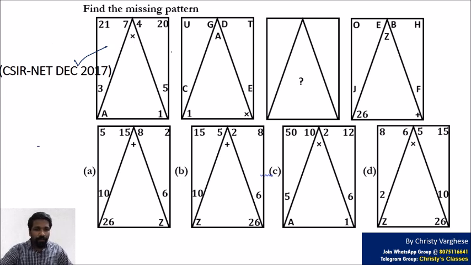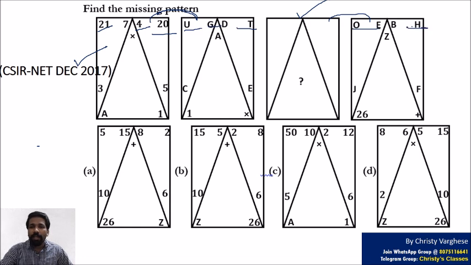So the question is to find the missing term. Missing term means missing pattern, sorry. The third figure is a missing pattern. That means the first and second can be combined as a pair. The third and fourth can be combined as a pair. Why am I doing so? Because look at this. Here there are numbers. Here there are letters.